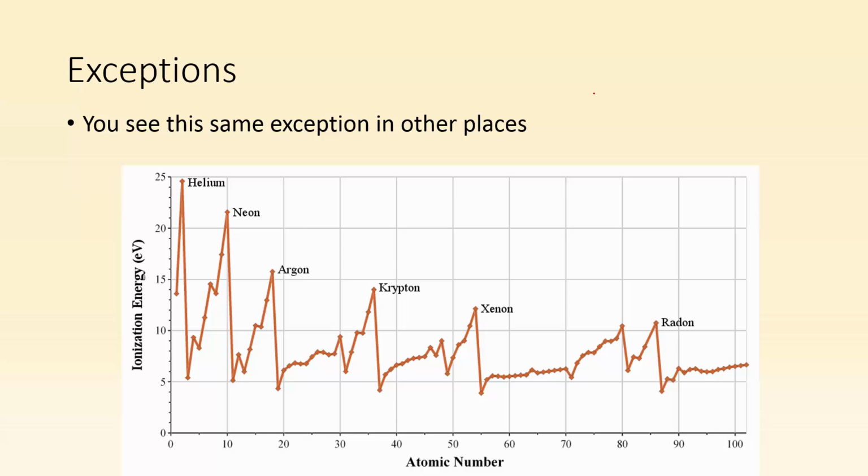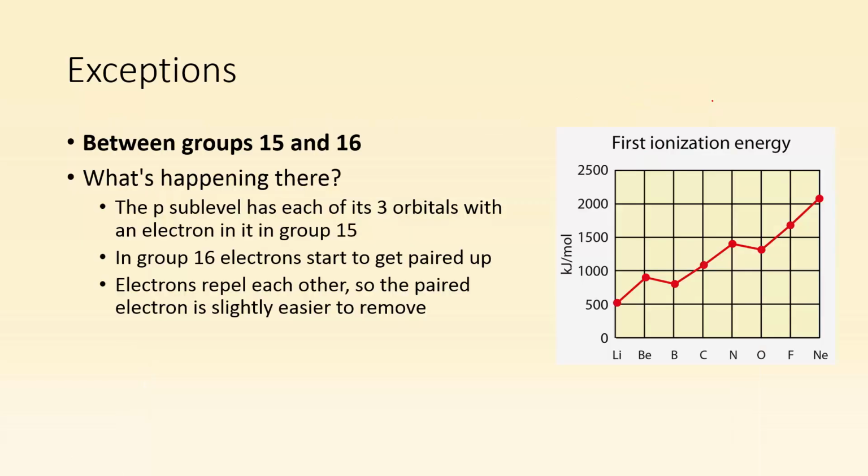So you'll see this exception in the same place where we're transitioning from the s sublevel to the p sublevel in other periods. You can see it in this first period, the second period, the third period, and you see it throughout. So those are the exceptions, and the reason that you see them is that the same thing's happening in the same place. It's transitioning from filling the s sublevel to the p sublevel, and the p electrons are easier to remove than the s.